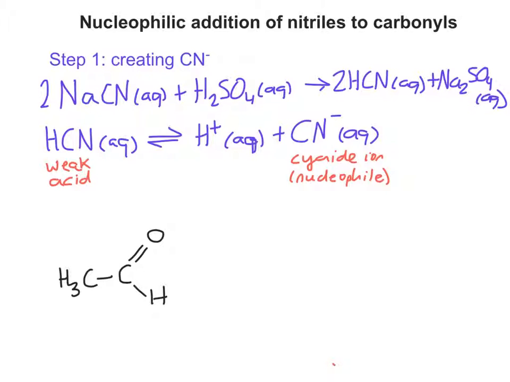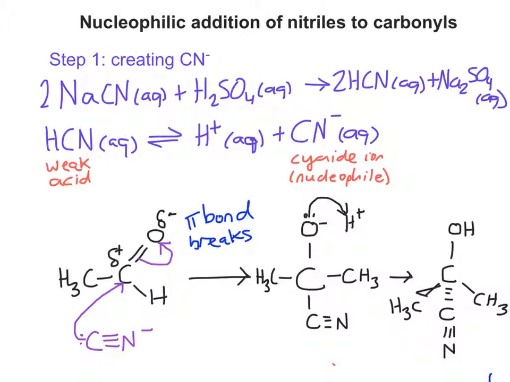So if we start with a simple aldehyde, something like ethanal, and remembering that the C=O is polar, that means that the lone pair on the nucleophilic cyanide ion will be attracted to the carbon that's slightly delta positive. Normal nucleophilic addition, the pi bond in the C=O breaks.